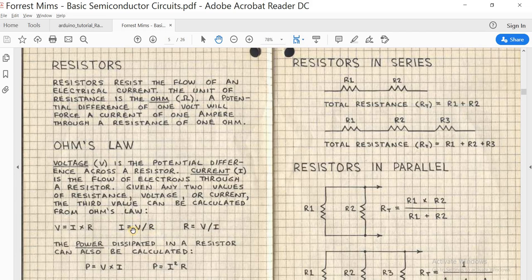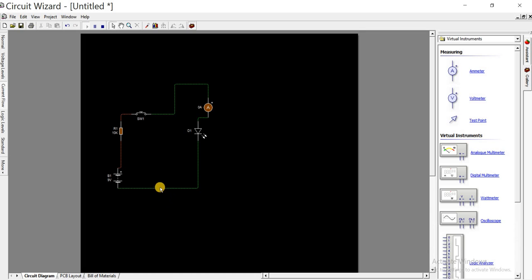That means the higher the current, the lower the resistance. If you want a high current, you need to lower your resistance, or you need to increase your voltage. So it's either you increase your voltage or you lower resistance. That's how you can get a higher current. Are you getting it? So let's move back to the circuit.